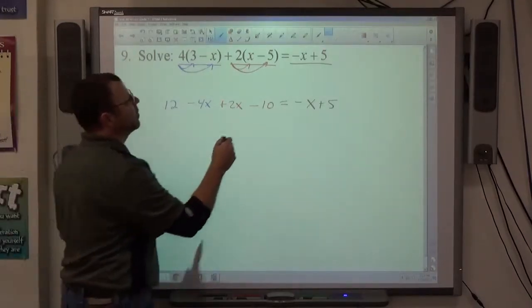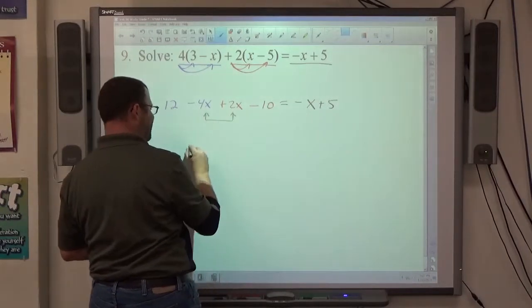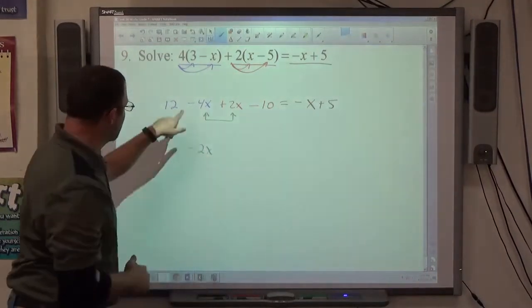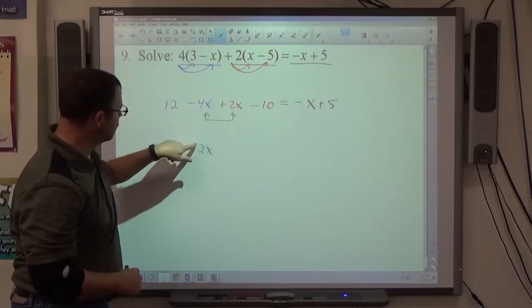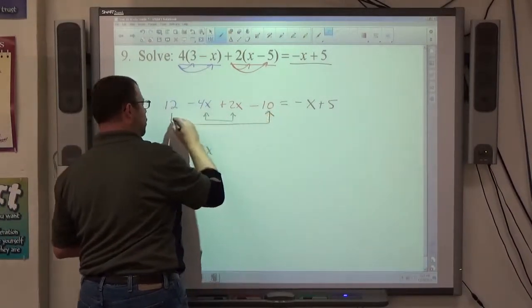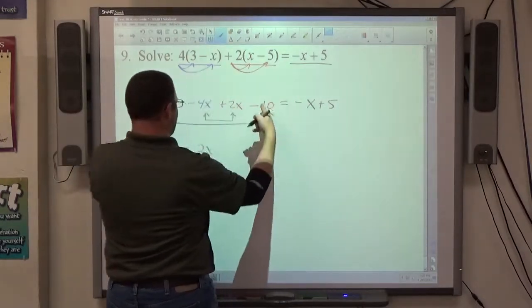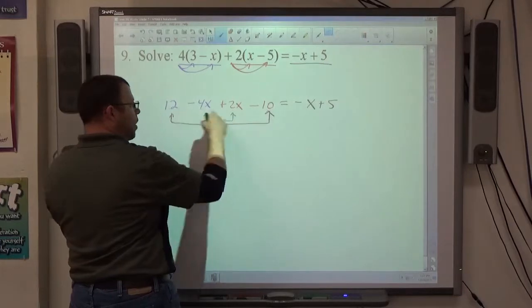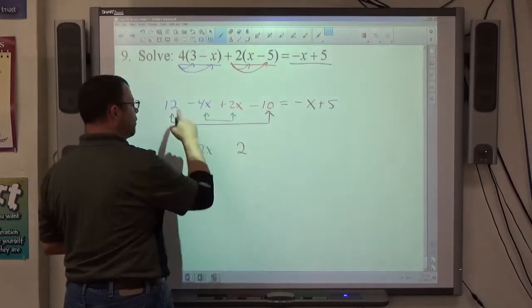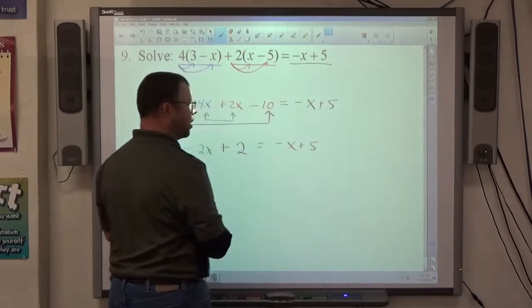Second thing, combine like terms. Over here, negative 4x and 2x are like terms. That makes negative 2x. I subtract because the signs are different, and it's negative because 4 is bigger. 12 minus 10 are like terms. It doesn't matter, they're separated by a bunch. There's the equal sign. They're on this side together. They're like terms. 12 and negative 10 subtract because the signs are different. 12 is bigger, so it's positive. Still equals negative x plus 5.